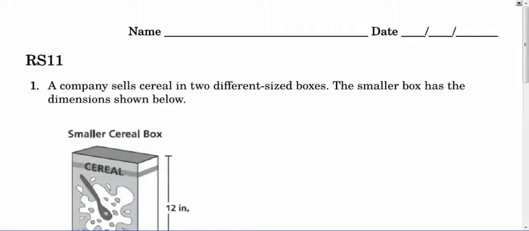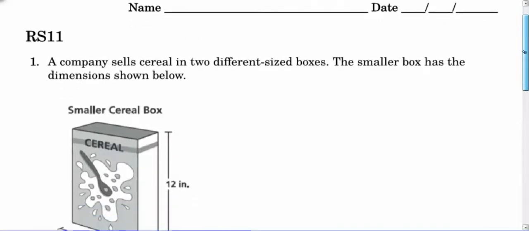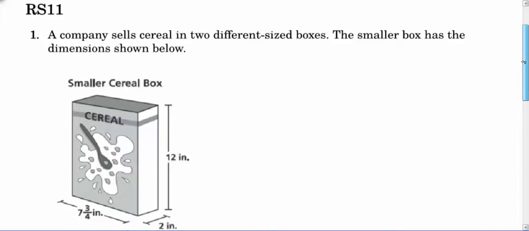So today I'm going to review some part 2 questions for the New York State test. And again, these were questions on the 2017 state test for grade 6 in New York State. This first question was quite challenging. It says a company sells cereal in 2 different size boxes. The smaller box has dimensions shown below.